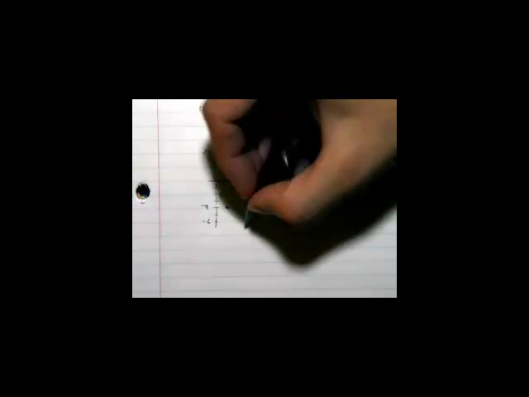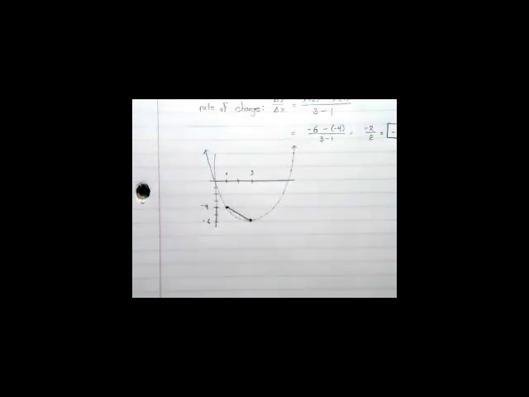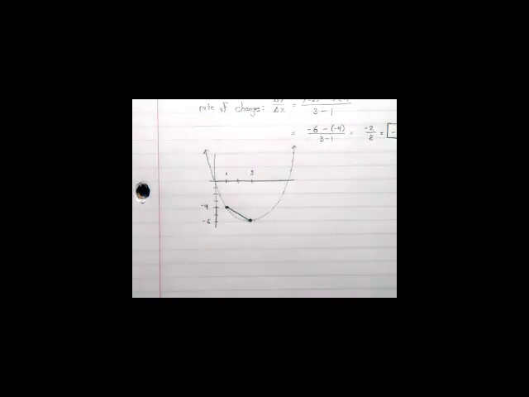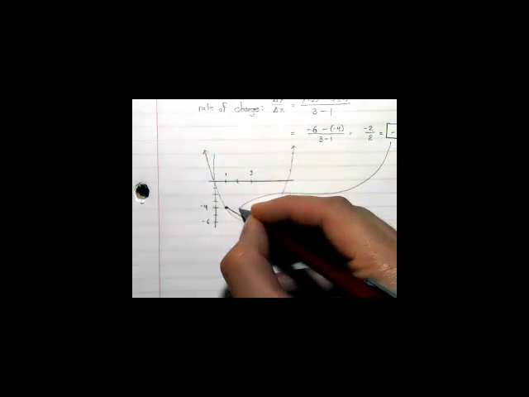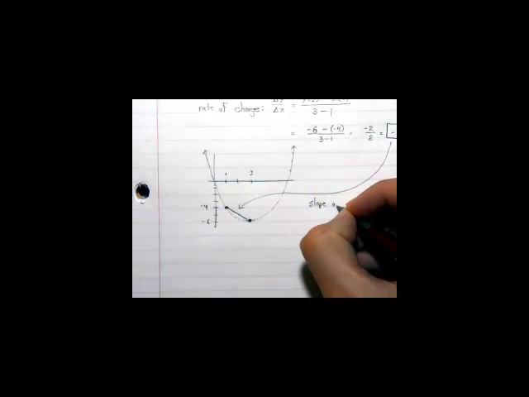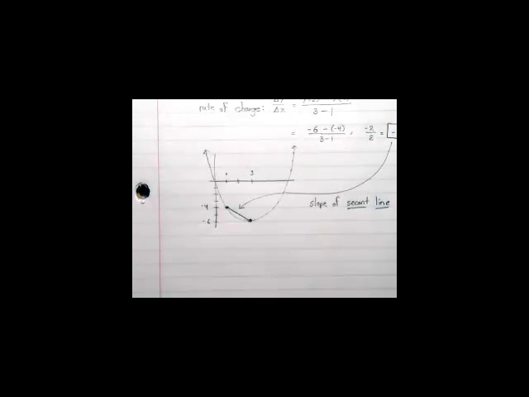Like I said, we took these two points, connected them together with a little line segment, and figured out the slope of that line segment. So we found the slope of the secant line. If you're asked to find the slope of the secant line or an average rate of change, you're doing the same thing.